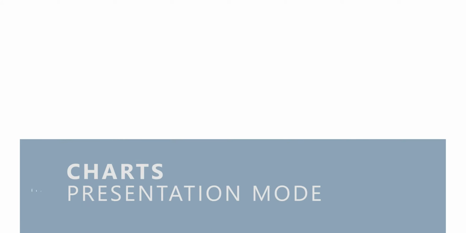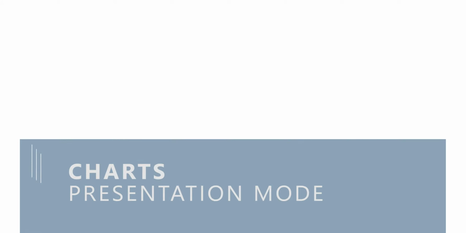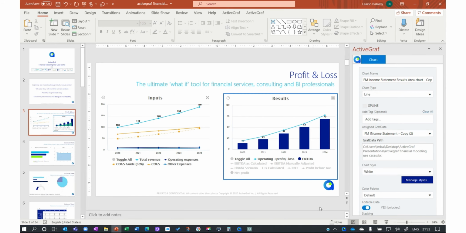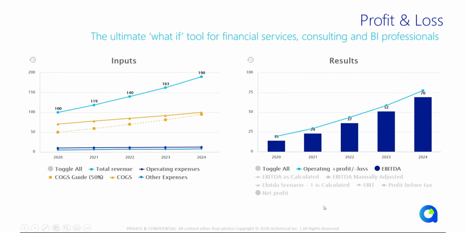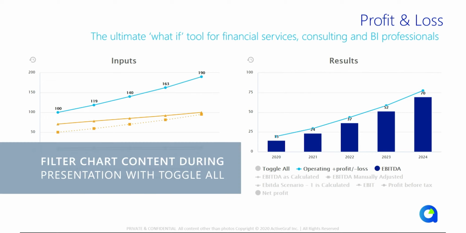Now let's take a look at ActiveGraf in presentation mode. As with any presentation, we just click on Slideshow. And remember that these charts are very easy to make, but the auto filtering feature is built right in, not like with other software where you have to separately create the filters. This makes it very time efficient to not only create, but also use ActiveGraf in a presentation.